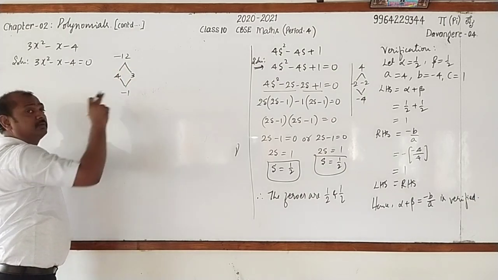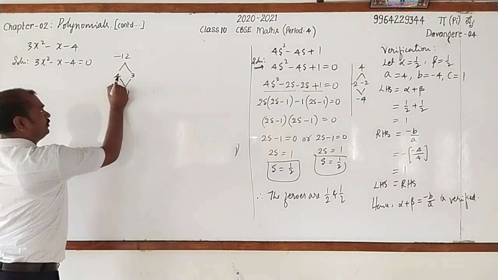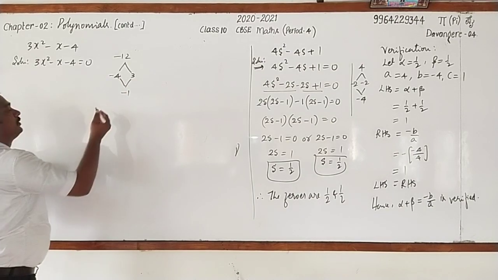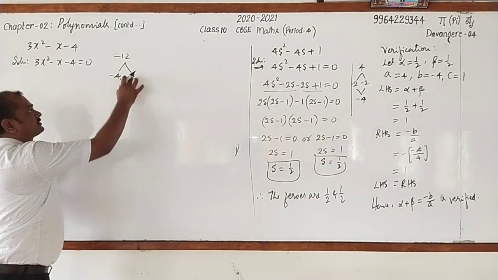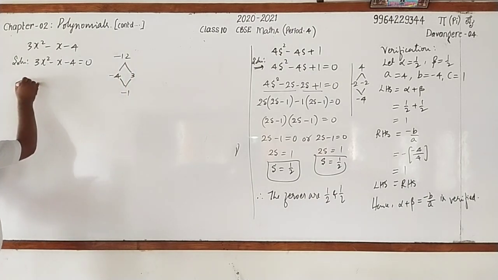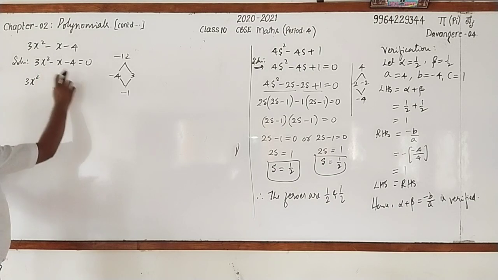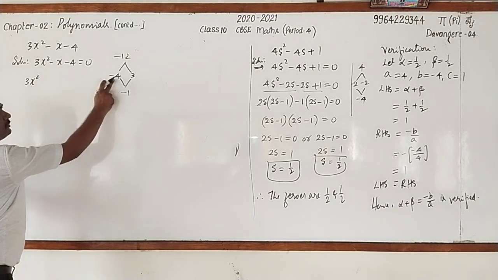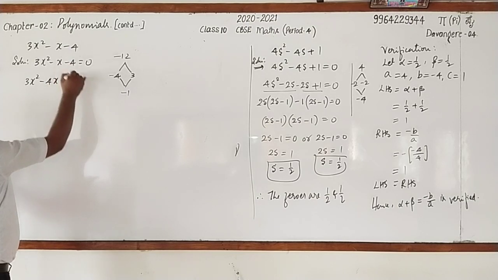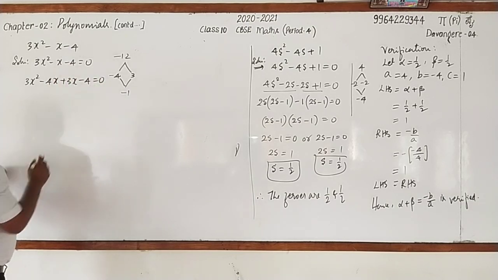But we want minus 1. If you take 4 minus 3, it will be 1. But we want minus 4 plus 3 is minus 1. Minus 4 into 3 is minus 12. Now the middle term minus x can be written as minus 4x plus 3x. So 3x square minus 4x plus 3x, constant minus 4 as it is.